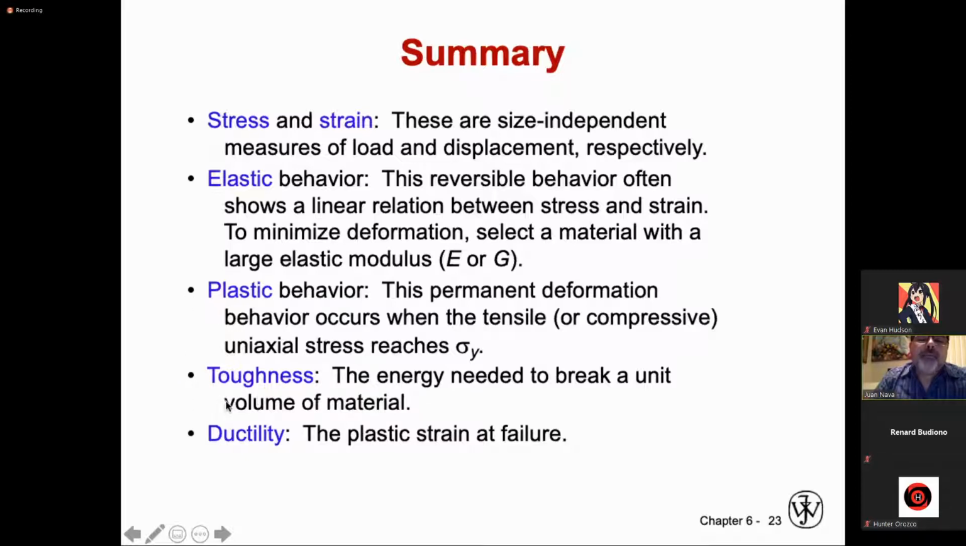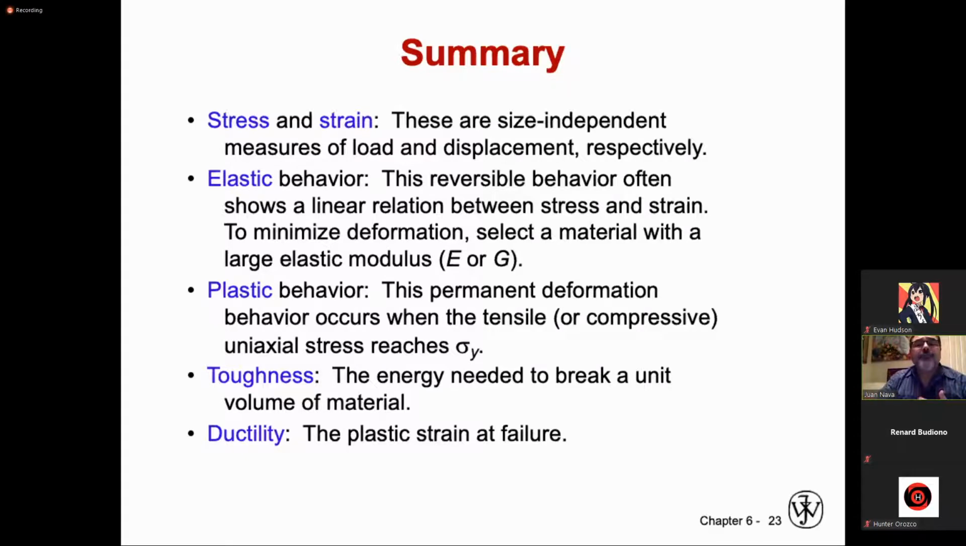Toughness, remember, is the energy that is required to break a material or to initiate the onset of necking. Remember, toughness is calculated with plastic deformation. Ductility is how much you can deform that material plastically.